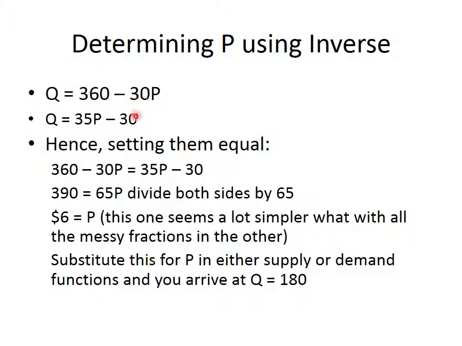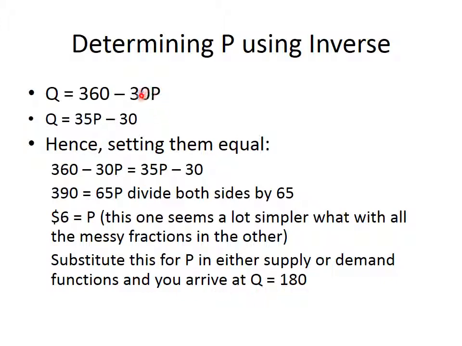So here we have this. We just walk through the math here, which from my way of looking at it is a lot simpler. 360 minus 30p equals 35p minus 30. We do a little simple algebra. We end up with 390 equals 65p. We divide both sides by 65. $6 is our price, which is what we came up with last time. Doesn't matter which one of these two things we use. This one seems a little simpler to me. We substitute this P in either the supply or the demand function, and we arrive at Q equals 180.